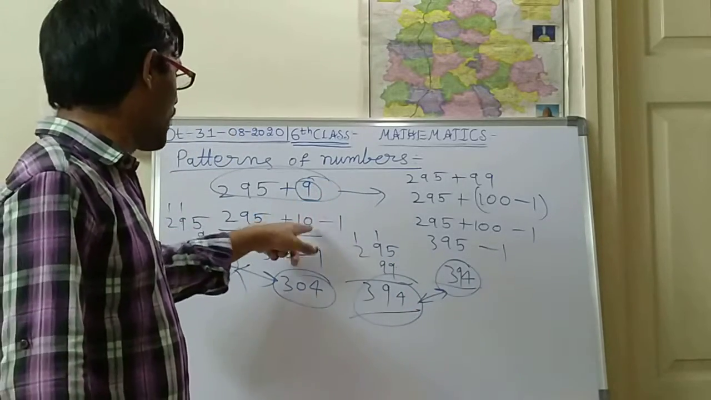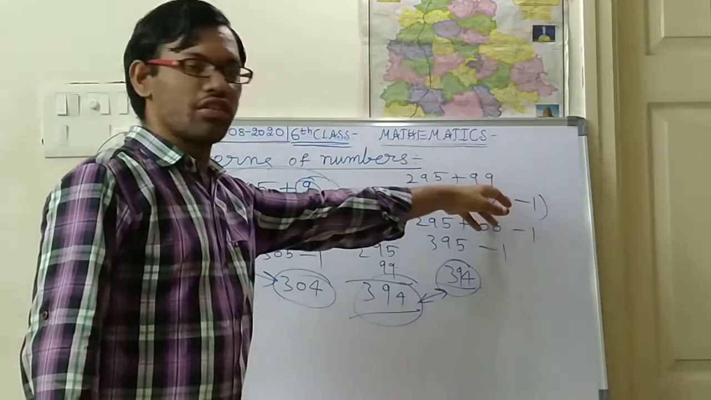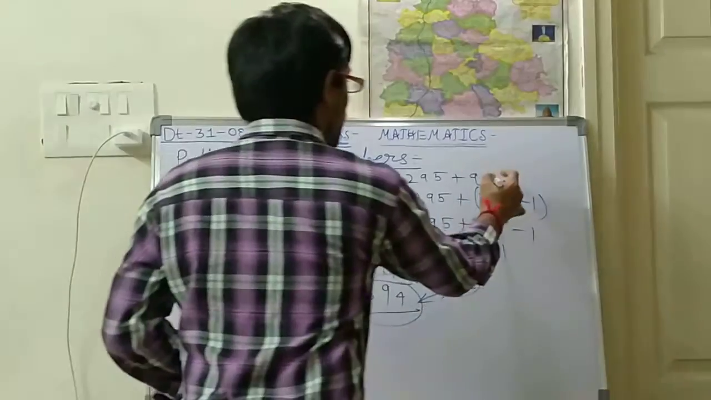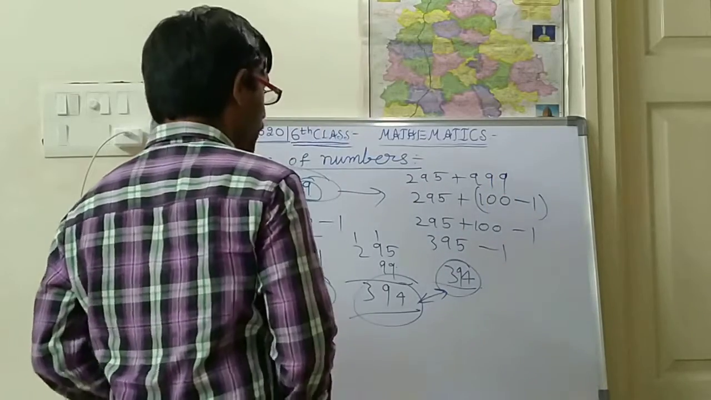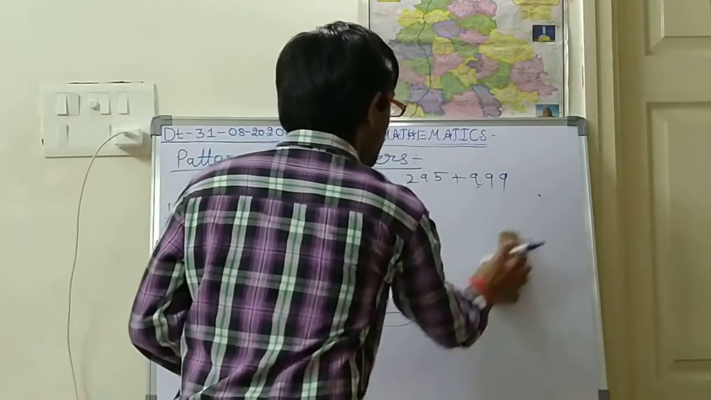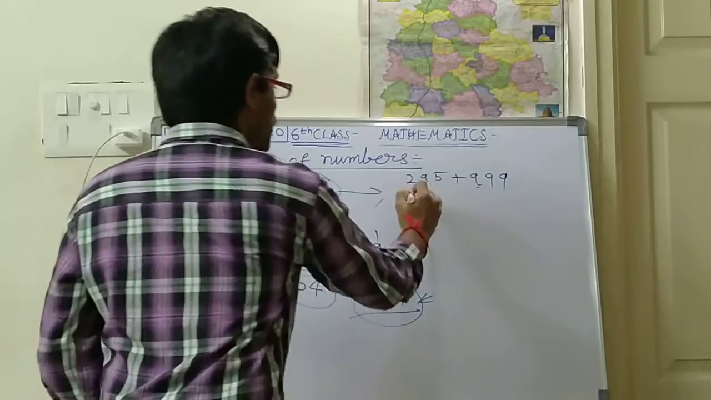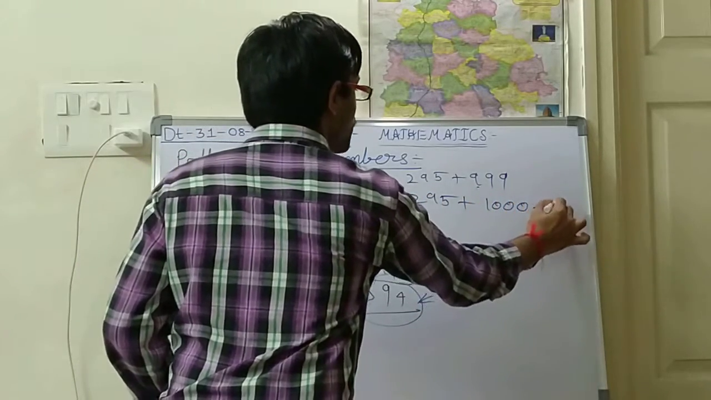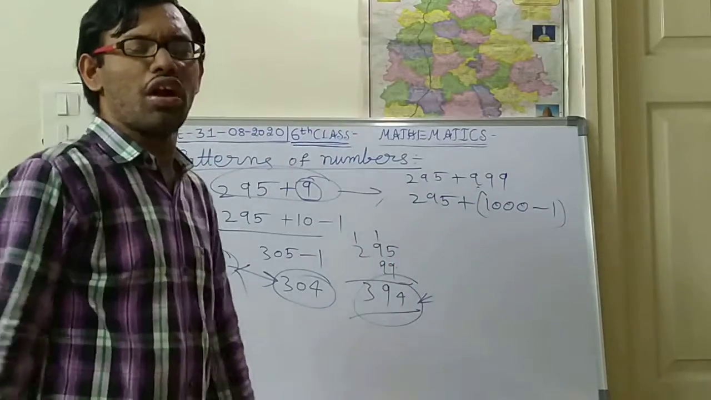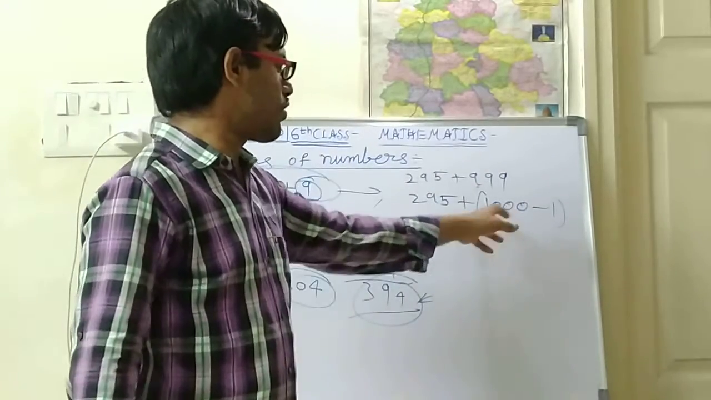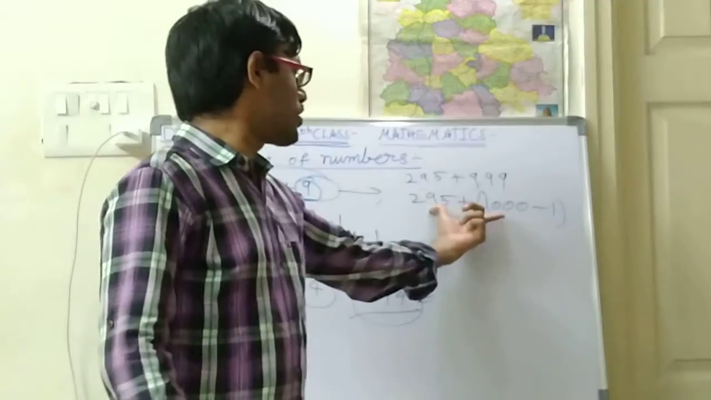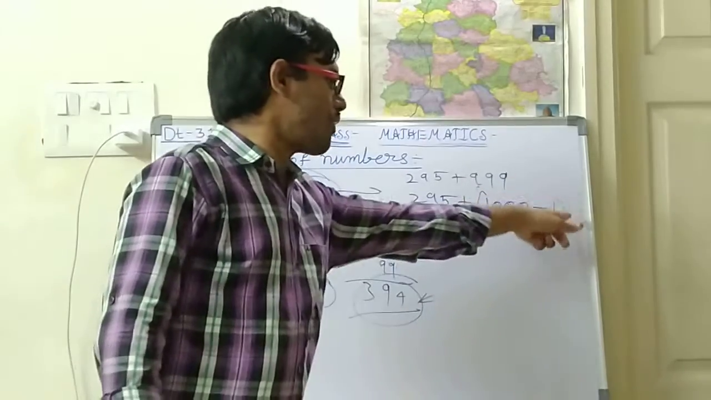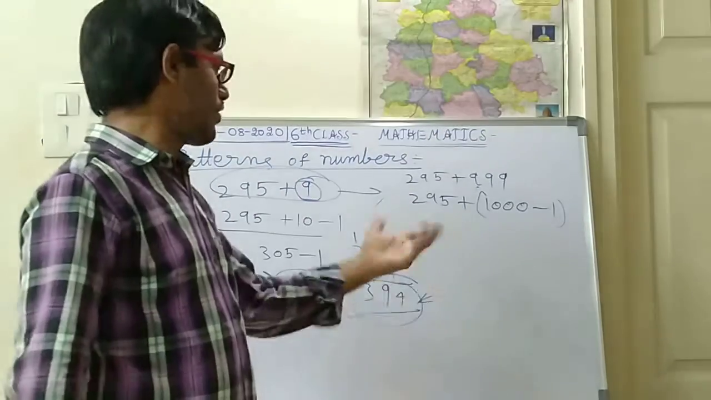The greatest single digit number is 10 minus 1. The greatest two digit number is 100 minus 1. If I take the greatest 3 digit number, how will it be? So that means 295 plus 1000 minus 1. The same process you have to do. First you do the addition of these two, then whatever result you get, subtract 1. That is very easy.